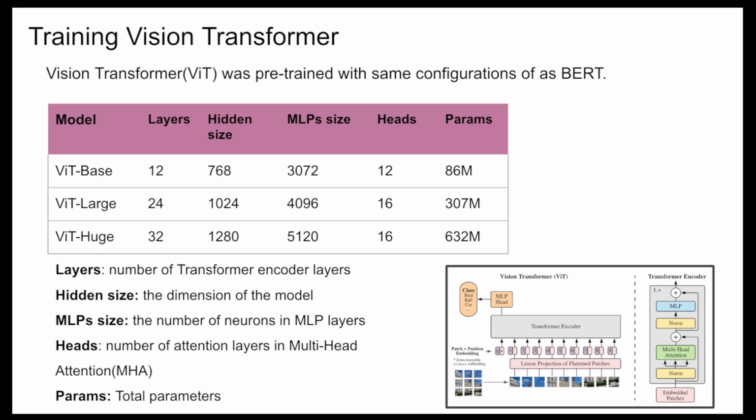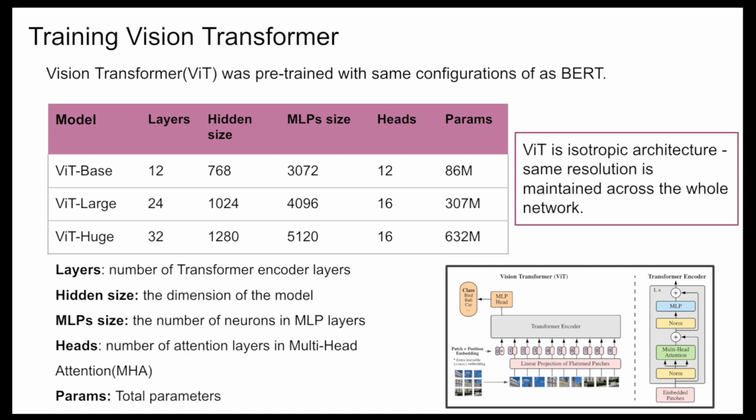MLP size is the number of neurons in the MLP layers. You can see the different MLP sizes in all three variations of ViT, and heads are the number of attention heads in multi-head attention. And params is the total number of parameters of the whole model. Something to add is that ViT is an isotropic architecture, which means that the same resolution is maintained across the whole network.